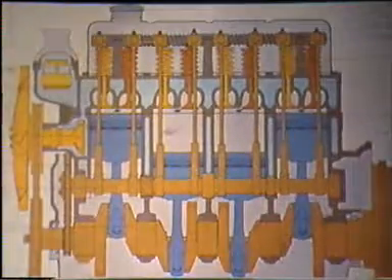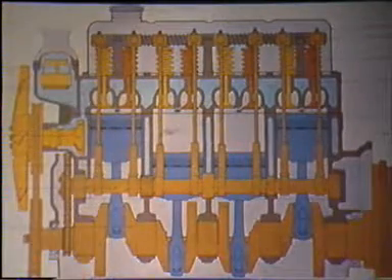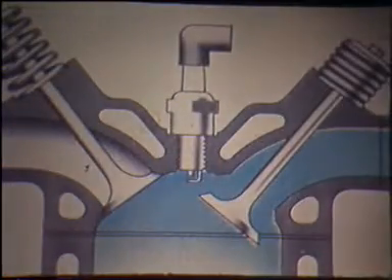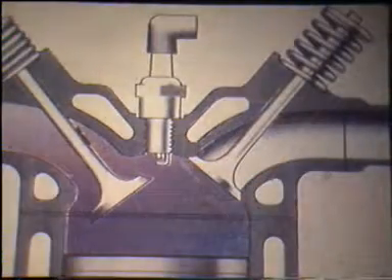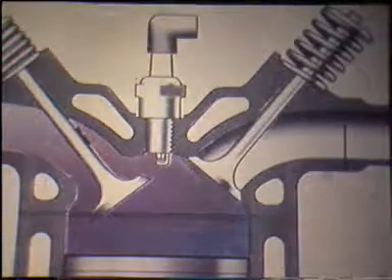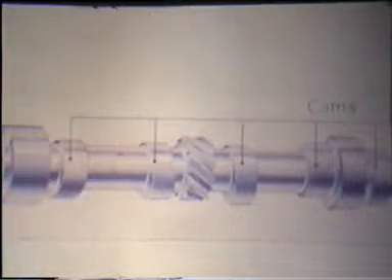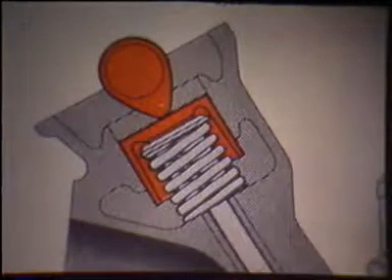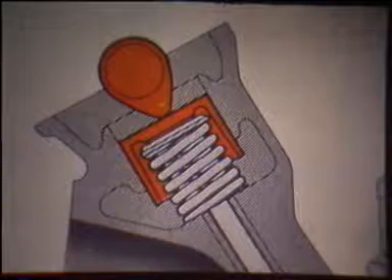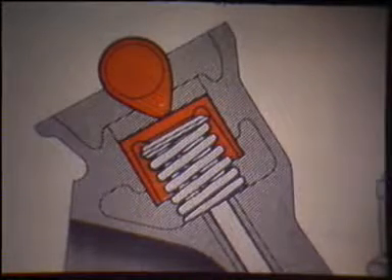Each cylinder of an automobile engine has two valves. One opens to let in the fuel and air, and the other to let out the burnt gases. The valves are opened by cams. A cam, as you can see, is a circle with a protruding point at one end.